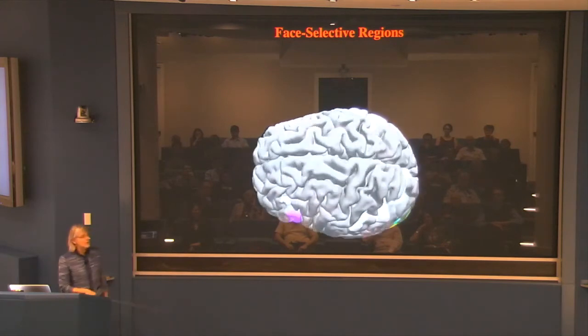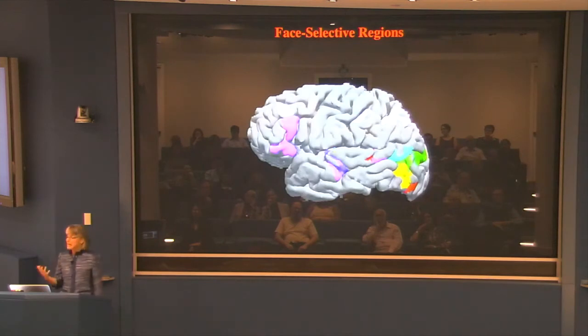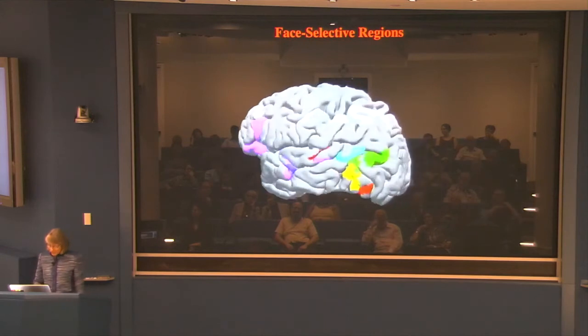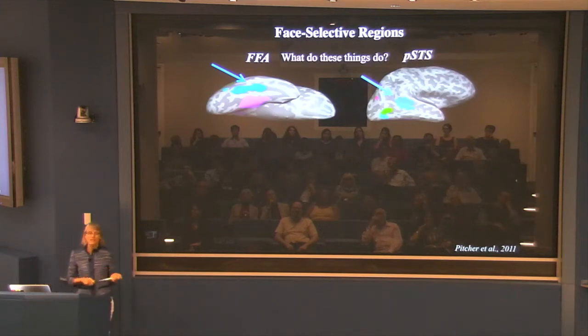The white ones I'll talk about briefly. Those ones are very general. They respond to pretty much any kind of mental effort. They're sort of the opposite of all the other regions that respond for very specific kinds of stimuli and specific kinds of mental operations. Okay, here we go.